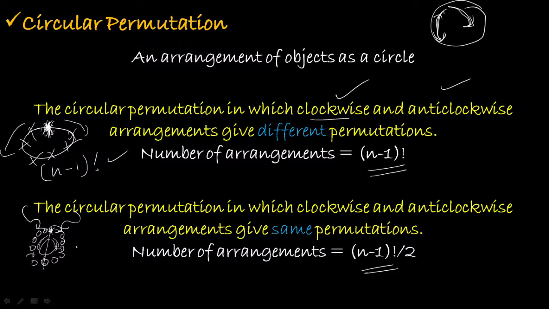So in order to avoid the similar arrangements, you are going to divide the total number of arrangements by 2, okay. That is, if you look at both clockwise and anti-clockwise direction, and it gives you the same permutation, you make use of the formula n minus 1 factorial divided by 2. If it gives you a different permutation, you make use of the formula n minus 1 factorial to give the number of arrangements.